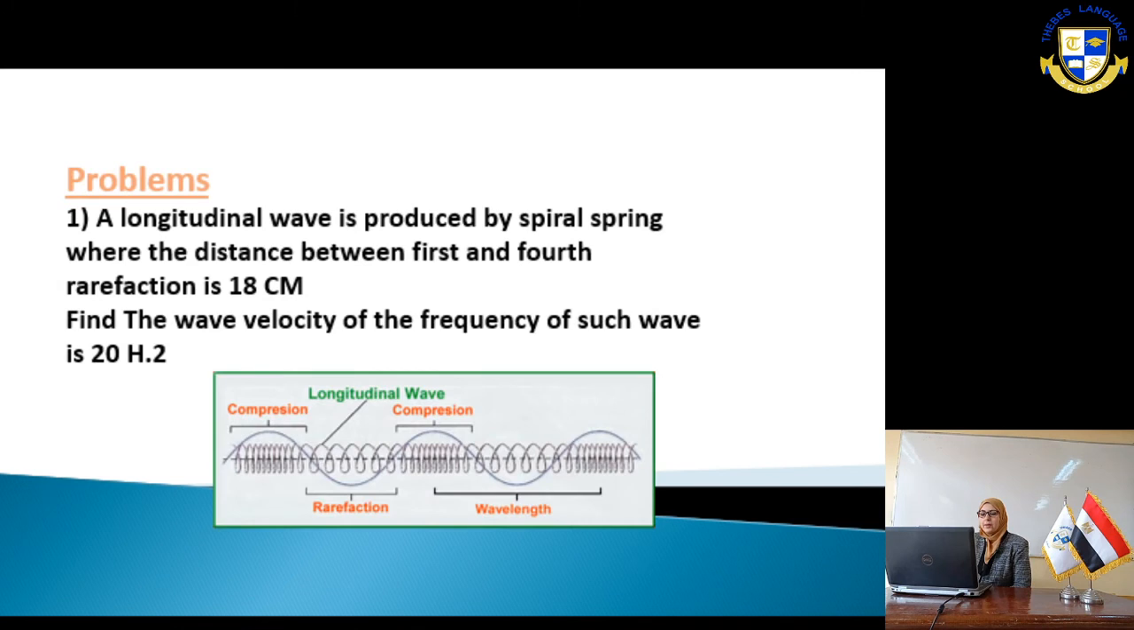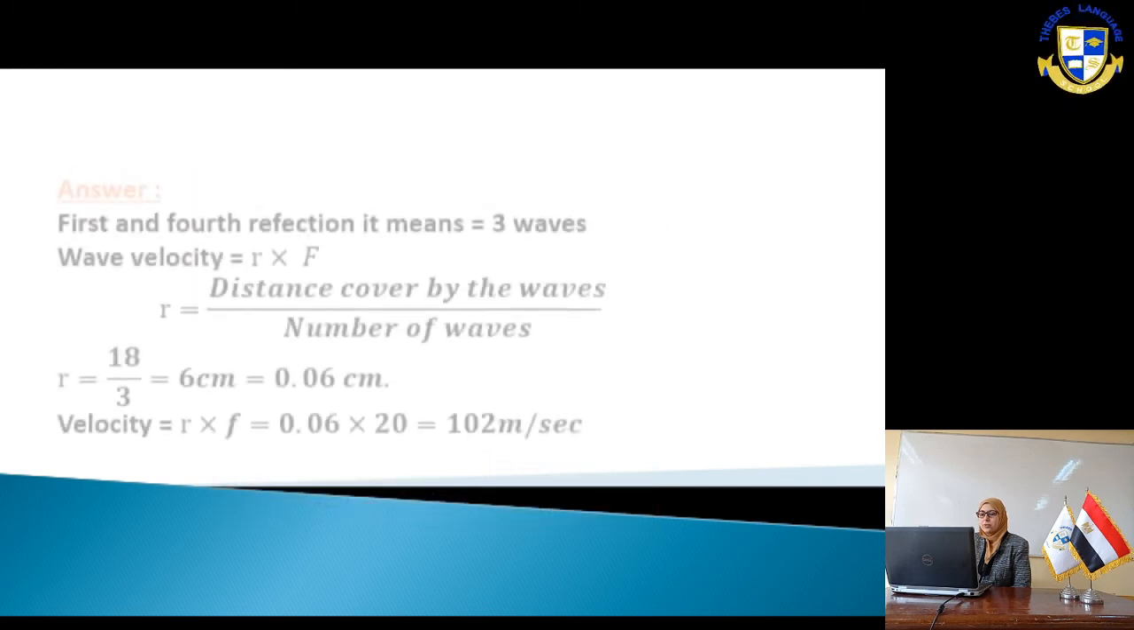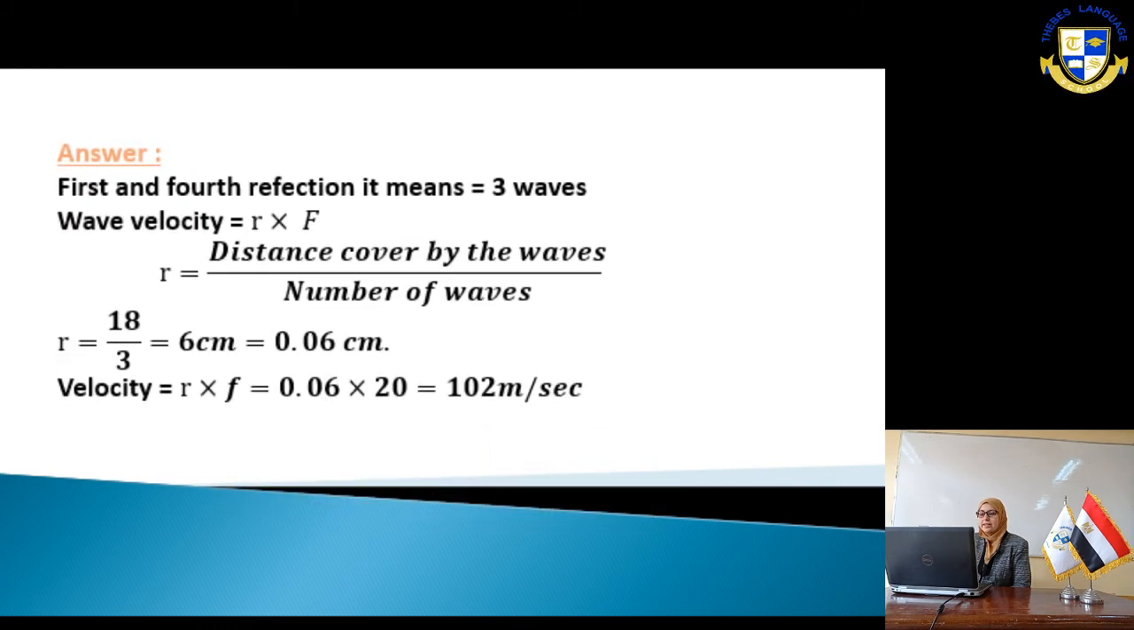Slide number 20. Here we have a problem. A longitudinal wave is produced by a spiral spring where the distance between the first and fourth rarefaction is 18 centimeters. Find the wave velocity if the frequency of such wave is 20 Hz. So here we have compression and rarefaction, and we have a longitudinal wave. Slide number 21. The first and fourth rarefaction means it equals 3 waves.